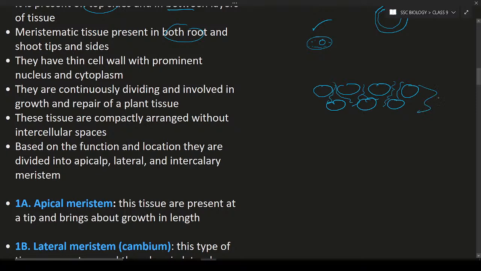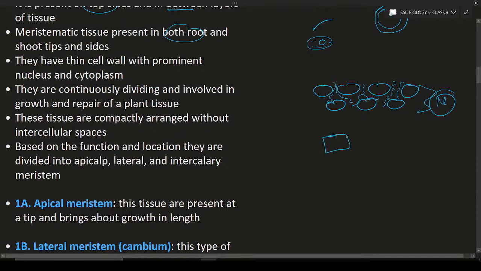This is normal. In normal cells you can see such kind of tissue. But in case of meristematic tissue, there are no intercellular spaces. They are compactly arranged. You can see here there are no spaces, and these cells are compactly arranged. So this is known as compact. What is meant by compact? Compact means without any space.